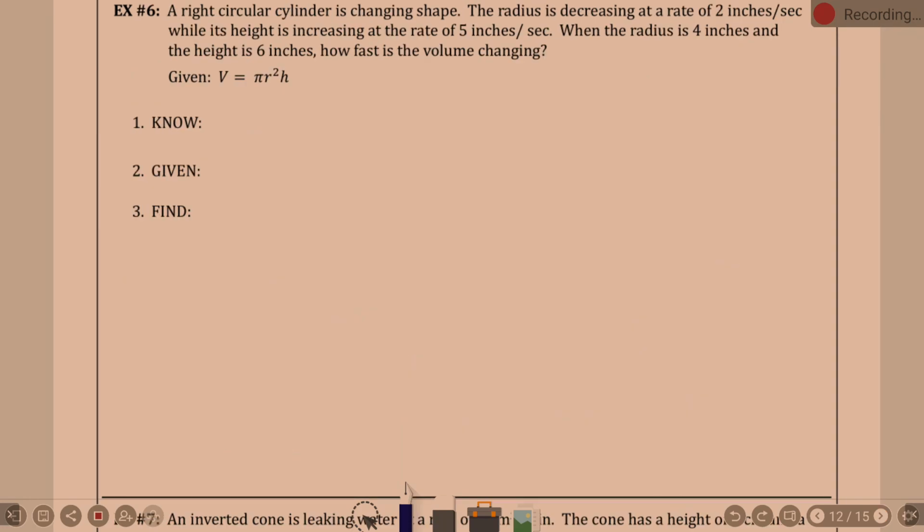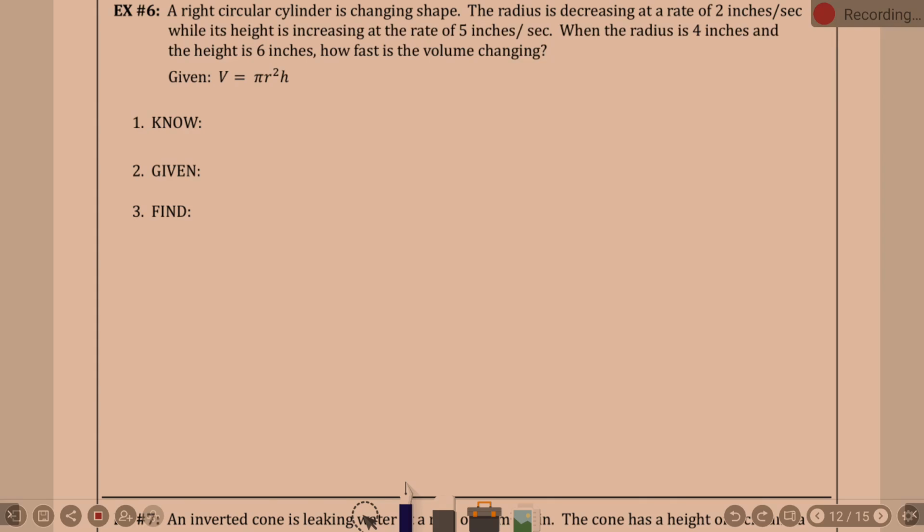Example 6. A right circular cylinder is changing shape. The radius is decreasing at a rate of 2 inches per second, while its height is increasing at the rate of 5 inches per second. When the radius is 4 inches and the height is 6 inches, how fast is the volume changing? Notice what it says, given. Volume equals pi r squared h.